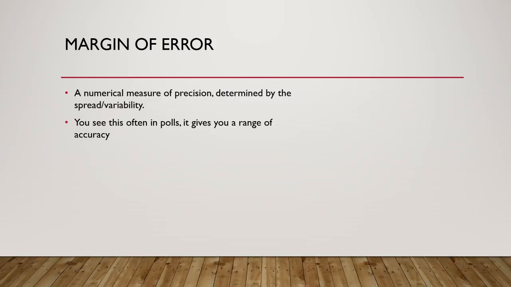Next, we'll talk about margin of error. So margin of error is a numerical measure of that precision, determined by the spread or the variability. Like I said, you're always going to have variability. Even if you take 1 million participants in the study, you're still going to have plus or minus some percent. We'll talk about margin of error more when we get to confidence intervals in a couple weeks. But for now, this is our quick intro here. You really see this often in things like political polls. It's basically trying to give you a range of accuracy.